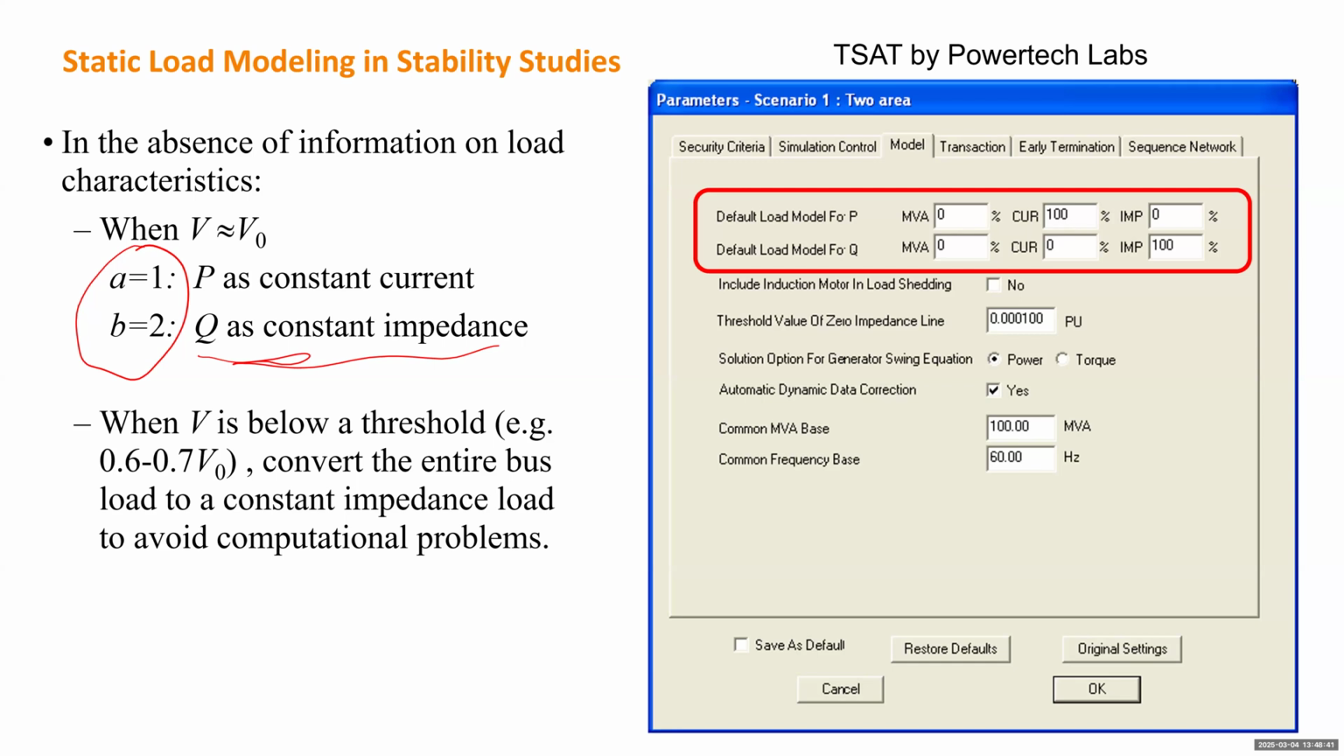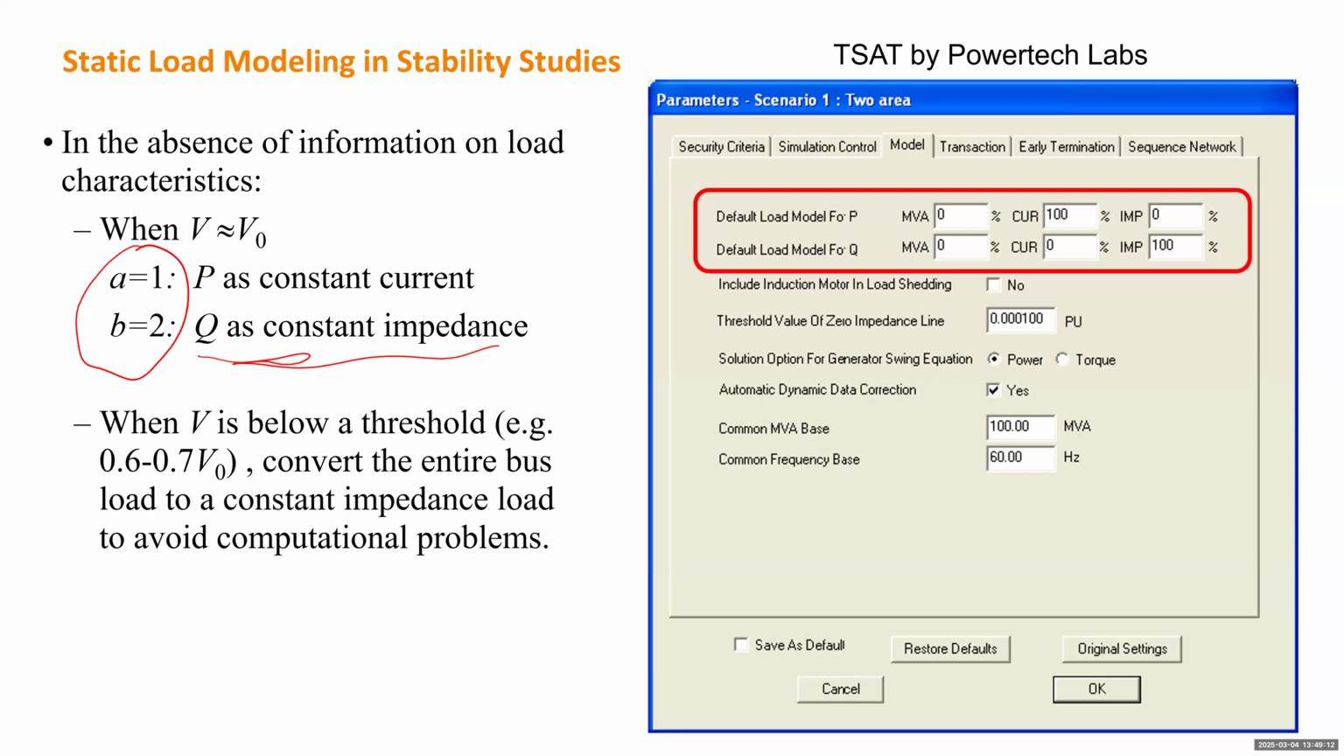And also, if the voltage is below some threshold, if there's some controller, that will change the load characteristic. So when the voltage is near V0, it can behave like a constant current or constant impedance. But when the voltage is too low, there could be some controller, such as if this load is an induction motor. So there'll be some protection control with the induction motor.